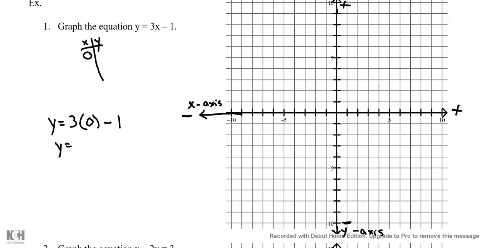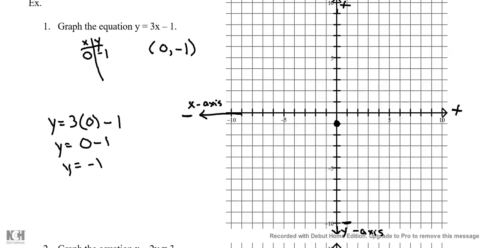So 3 times 0 is 0. 0 minus 1 is negative 1. So we know one ordered pair that works for this equation is 0, negative 1. Now to graph that, my x coordinate is 0, so I go left or right 0. I'm going to stay in the middle. And then my y coordinate is negative 1, so I'm going to go down 1 and put a point right here.